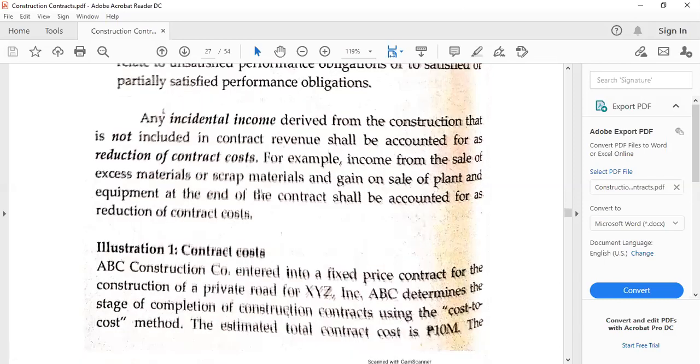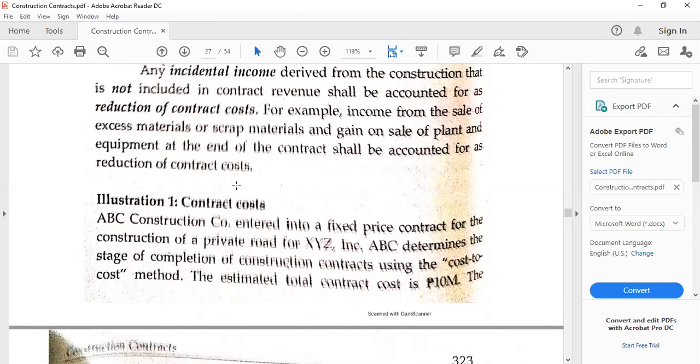And then, which means that any income or gain earned will have to be deducted from the total contract costs, including also, for example, if there will be equipment utilized specifically for the construction contract and it can be sold also for a certain value at the end. So this expected amount shall be deducted from the contract costs.